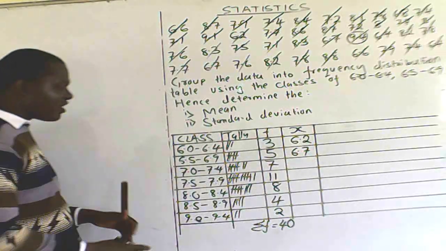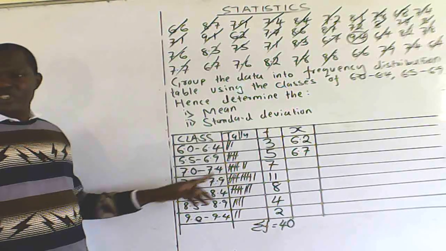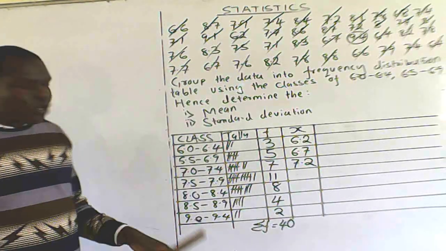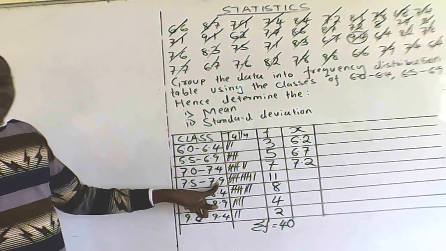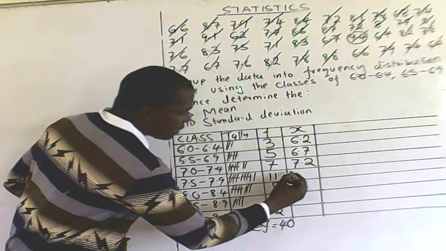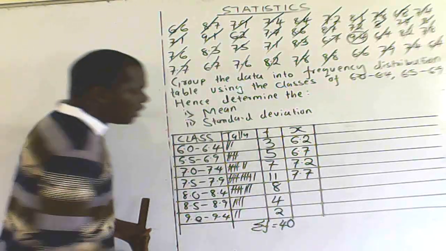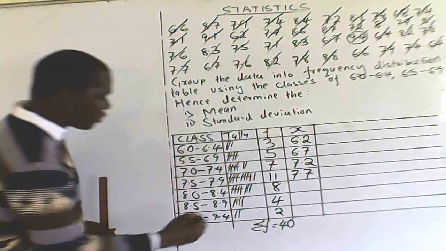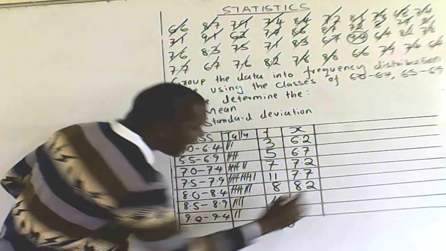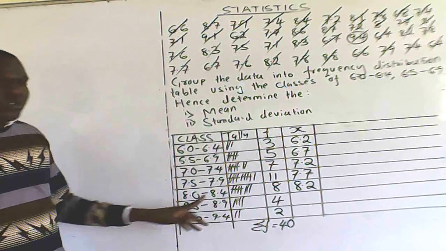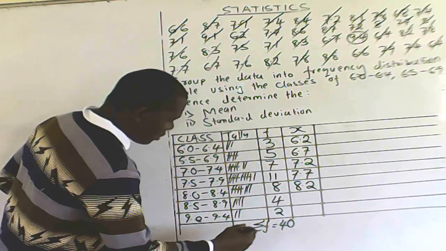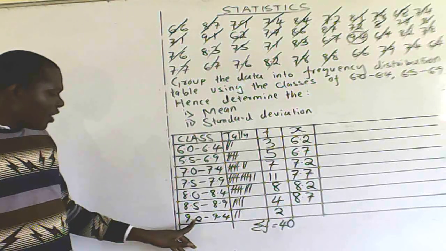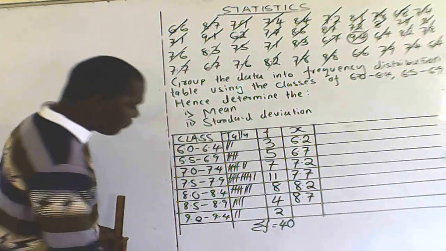The midpoint of 6.5 to 6.9? 6.7. Just look for the average, isn't it? The midpoint of 7.0 to 7.4? 7.2. You go to the next, the midpoint between 7.5 to 7.9 is 7.7. Then you move again, the midpoint between 8.0 to 8.4? 8.2. You move again, the midpoint between 8.5 to 8.9? 8.7. Then the midpoint between 9.0 to 9.4?